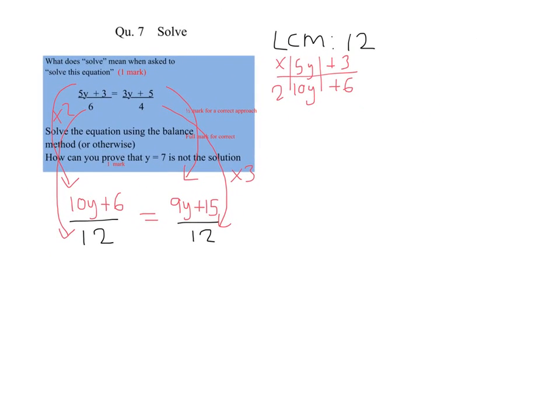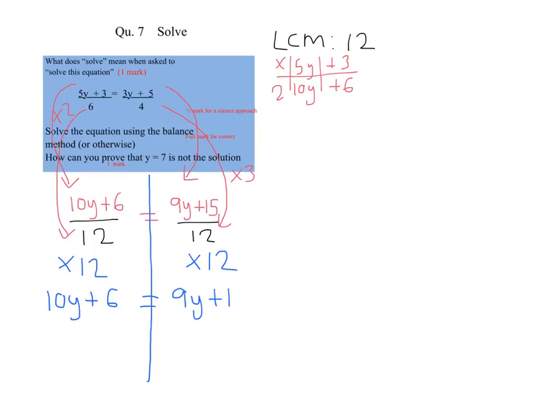Now we have the same common denominator, we can now multiply through using the balance method of 12. Now that will help eliminate the denominator, so that will just leave us with the 10y on the top plus 6, and that's equal to the 9y plus 15.